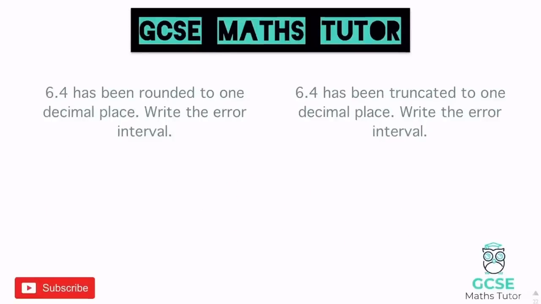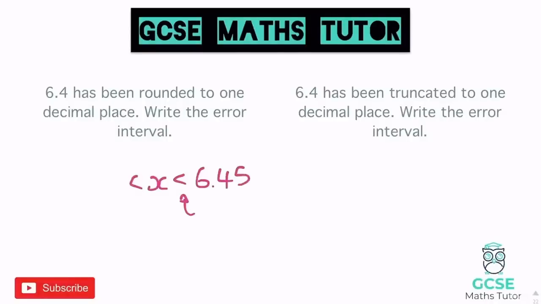Okay, some error intervals. 6.4 has been rounded to 1 decimal place, and write the error interval. So for the error interval, we always tend to put either 6.4 or a letter in the middle, depending on what the question is, and we have our arrows always pointing to the left. So we're going to find the upper and lower bound. Now 6.4, if it's been rounded to 1 decimal place, it couldn't have been 6.45. As soon as that 5 goes after that 4, it would have rounded up to 6.5. So we put that on the right hand side as our biggest possible number. It can't be equal to that number, so we leave that symbol as it is. It's got to be less than 6.45.